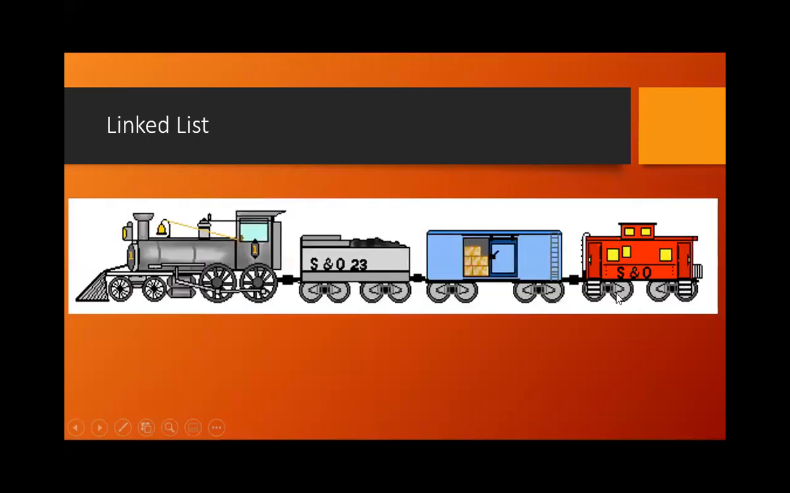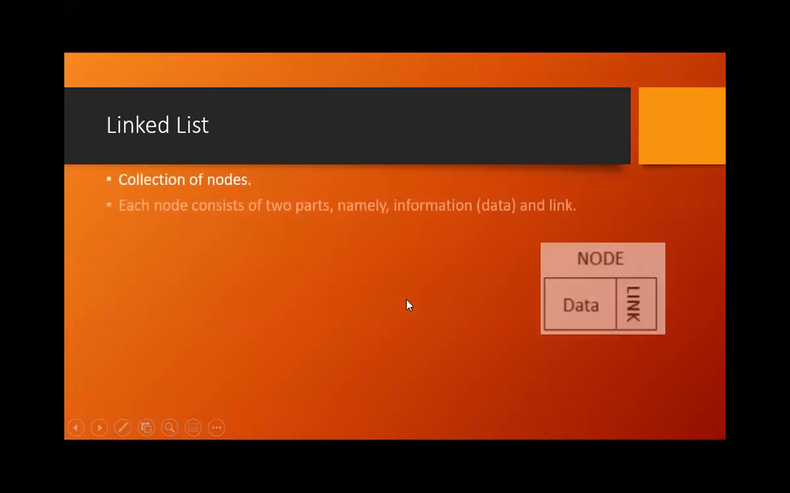For example, in this particular diagram, first don't consider this engine here. Think that this is a bogie, and this is the data, and then there is a link here. This link is the part of this particular node itself. So node means what? The bogie with the connection. So this bogie is actual information or the data, and this connection is a link. Understood, students? Something about these three different data structures, that is stack, queue, and linked list.